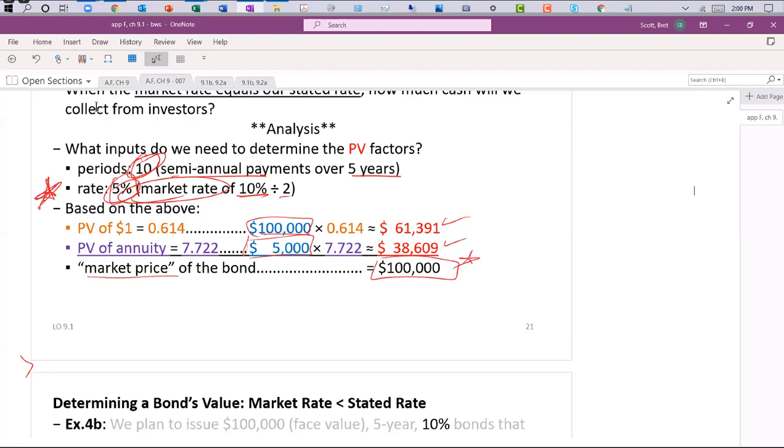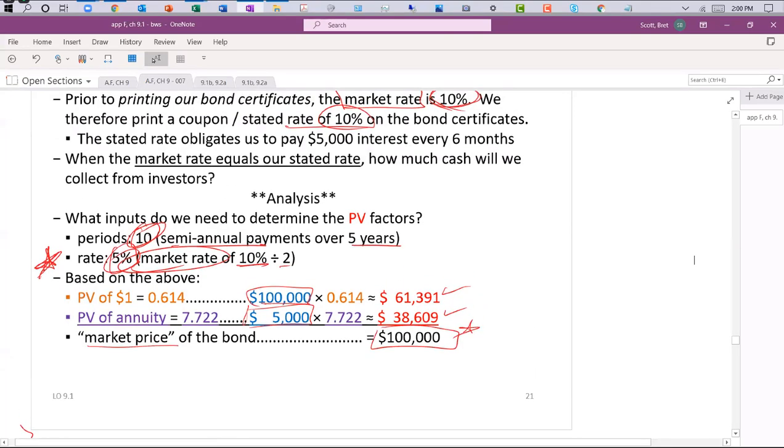All right, welcome back to another edition of Financial Accounting. We left off right about here. We were talking about calculating the market price of the bonds.